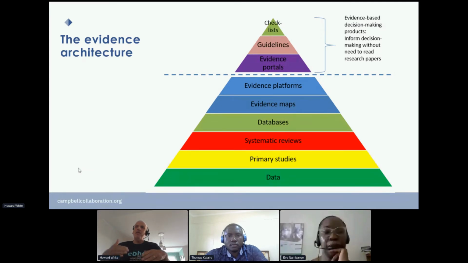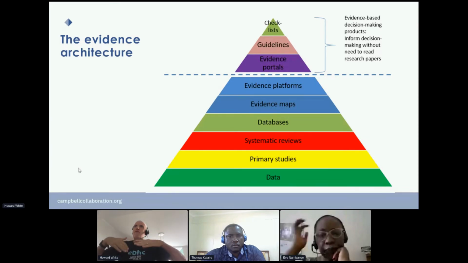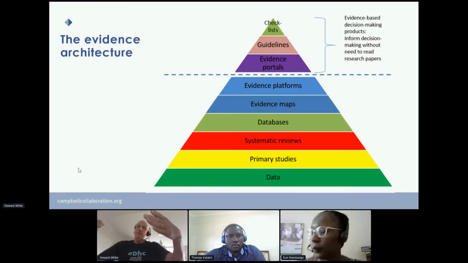And so the point about the top levels of the pyramid is here's an evidence product that allows you to make decisions based on the evidence without having to look at the evidence. And I'm going to give some examples of that. So as we go up the pyramid, it's nothing about, oh, this level's better than that level. It's that the knowledge is more heavily brokered as you go up the pyramid.